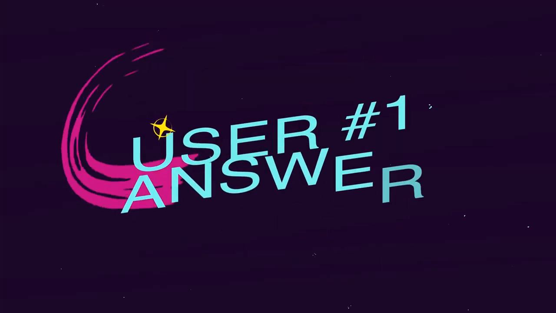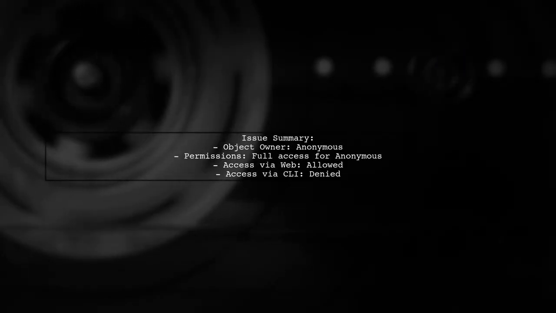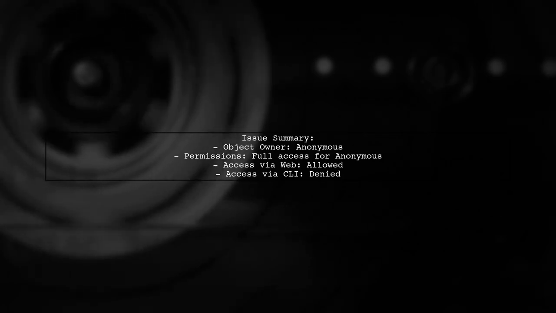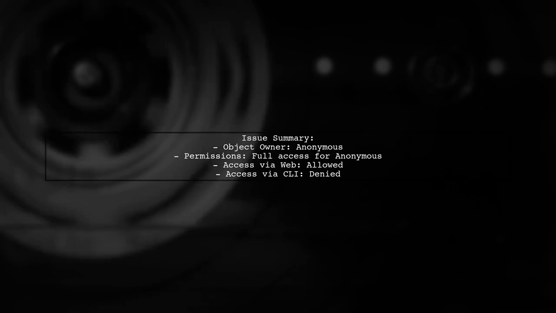Let's now look at a user-suggested answer. The issue with the AWS CLI S3 copy failing with a 403 error is due to the object being owned by Anonymous. This means that while I can access it via a web browser, I can't access it through the CLI because I'm authenticated.